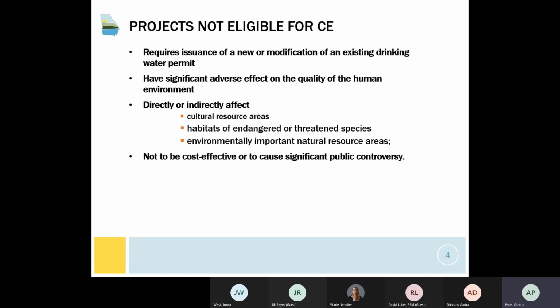The second will be the projects that have significant adverse effect on the quality of human environment. The third will be the projects that directly or indirectly affect cultural resources, such as archaeological or historical sites, habitats of endangered or threatened species. And the last is environmentally important natural resource areas, such as floodplains, wetlands, aquifer. The last projects that will not qualify for CE will be the projects that are not cost effective or cause significant public controversy.